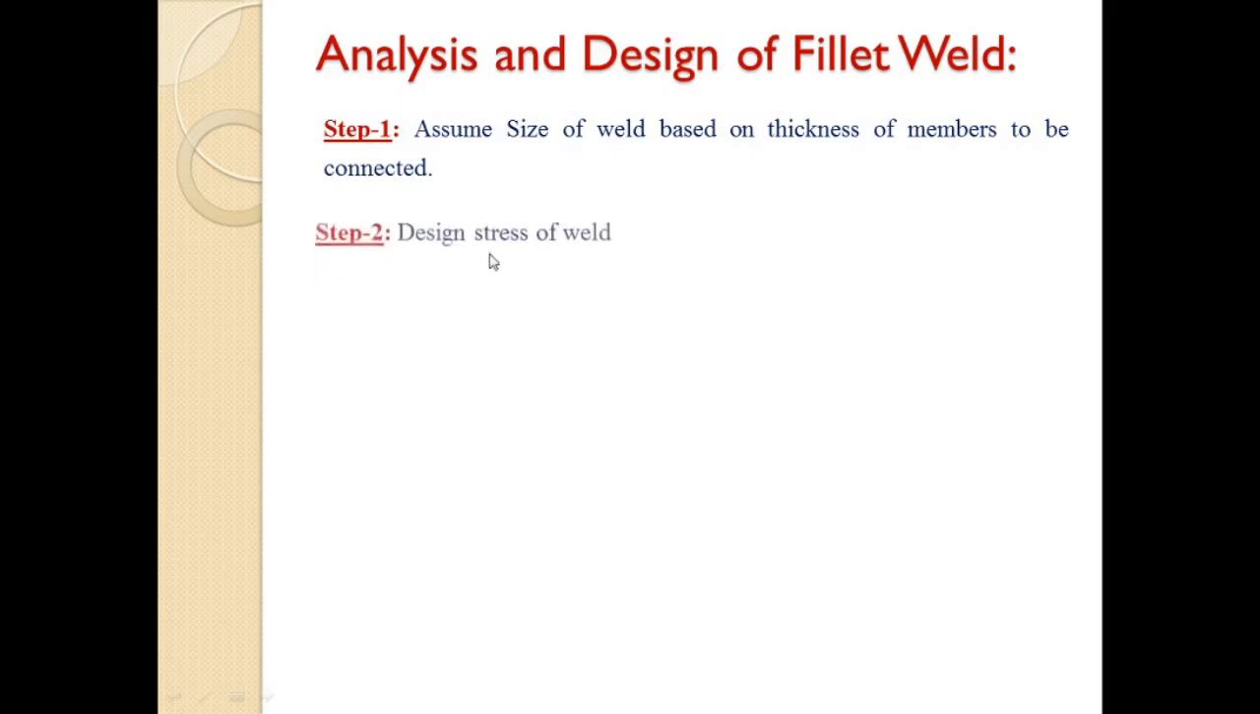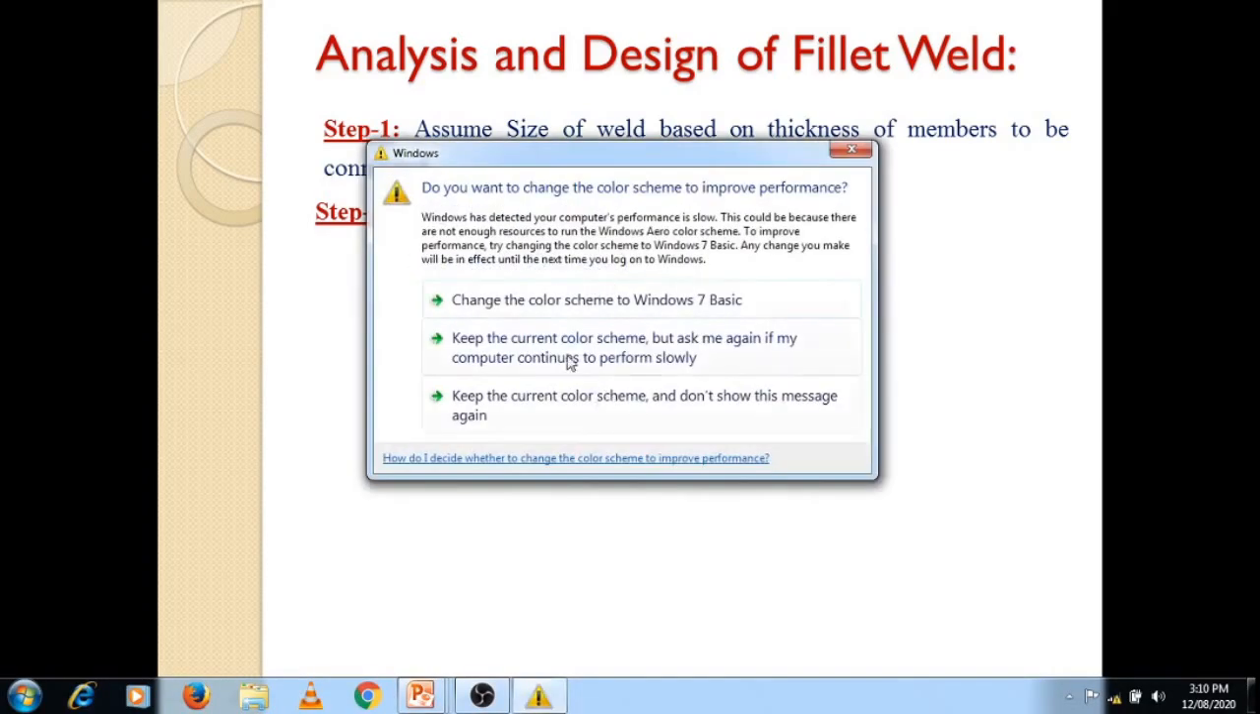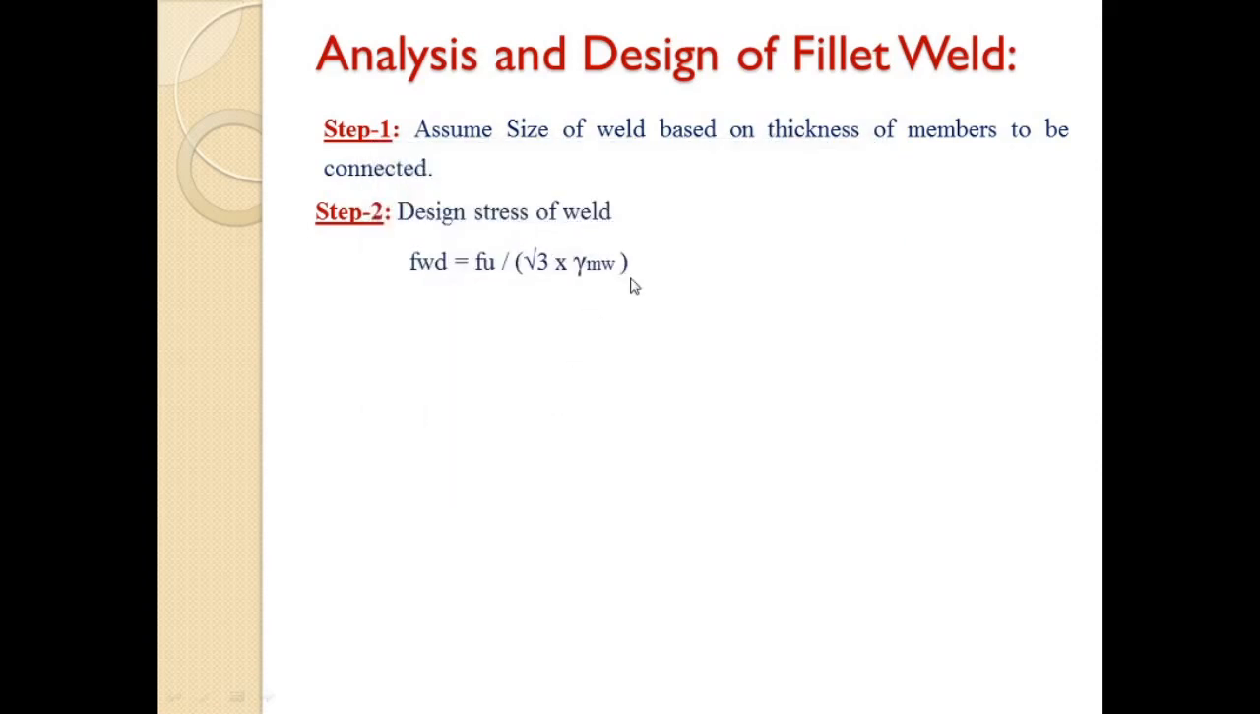Step number two, design stress of weld, that is we have to calculate FWD. So FWD is calculated by Fu upon root 3 into gamma MW. Fu is the ultimate strength of plate, and gamma MW is the partial safety factor for weld. It is 1.25 when shop weld is there, and it is 1.50 when site weld is there.